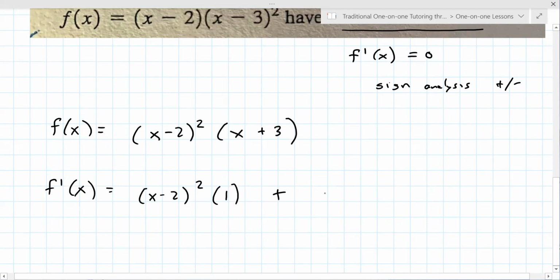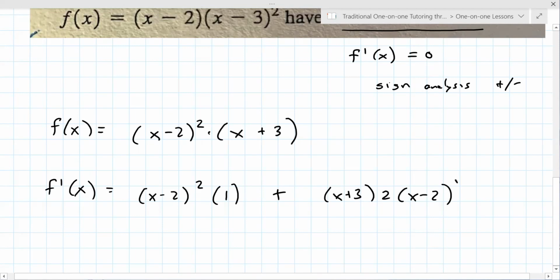And then times, you have to do the chain rule part. We did that already. So keep the first, and then the derivative of x plus 3 is 1. There's no power here. And then x plus 2 times 2, okay.